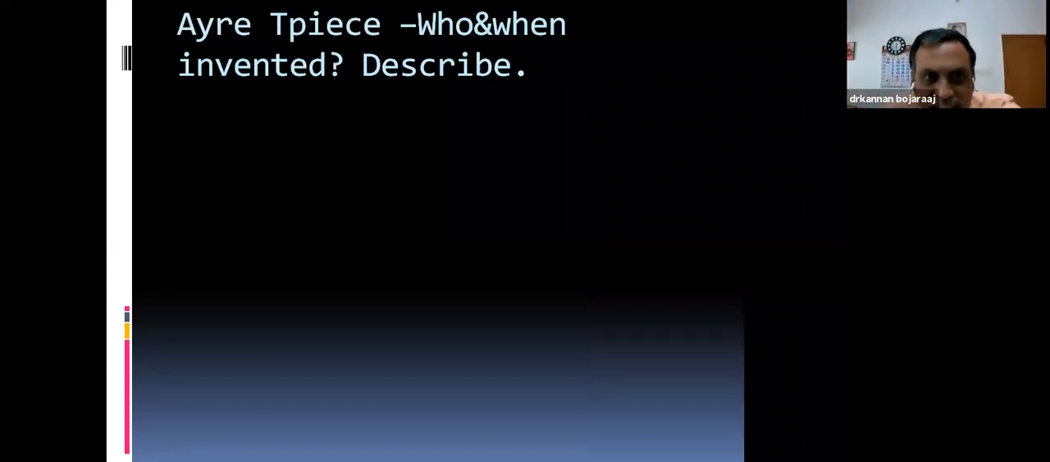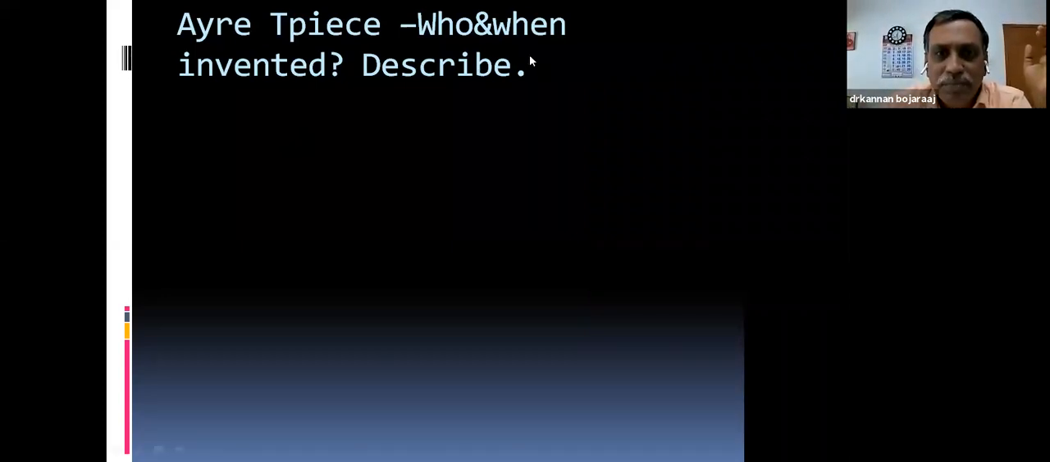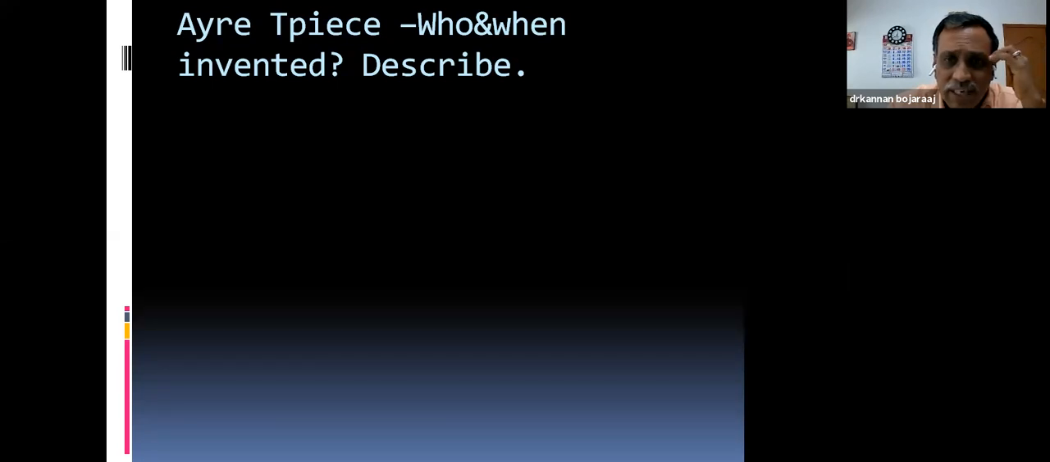And the Mapleson E system, this is the T-piece. Can you see this T-piece? This T-piece system, who invented it and described this assembly? Who is there? Gopal. Gopal is there? Hello, Gopal. Who invented this T-piece? Dhanlakshmi.